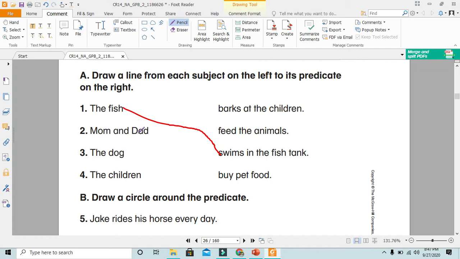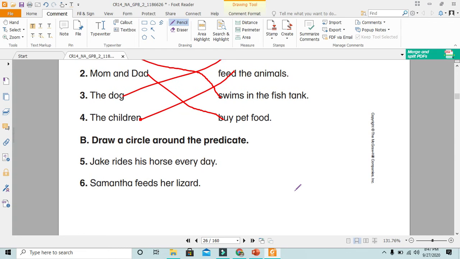Mom and dad. Yes, excellent. Buy pet food. Number 3, the dog. What does the dog do here? Barks at the children or feed the animals? Barks at the children. Number 4, the children, yes, feed the animals. That's correct.